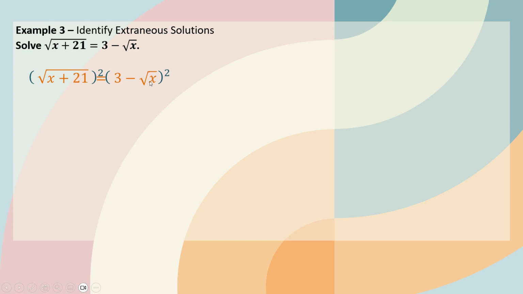On the right-hand side, however, we are squaring a binomial, so the steps for squaring a binomial are: square the first term, multiply the two terms together, then double that product, and then square the last term. So squaring 3 gives us 9. If I multiply these together, we'd get -3 square root of x, double that, -6 root x, and squaring the last term gives us x. So now we are down to 1 radical.